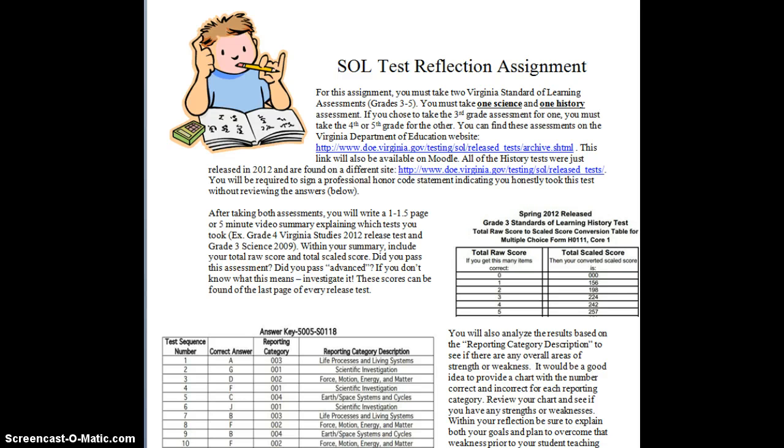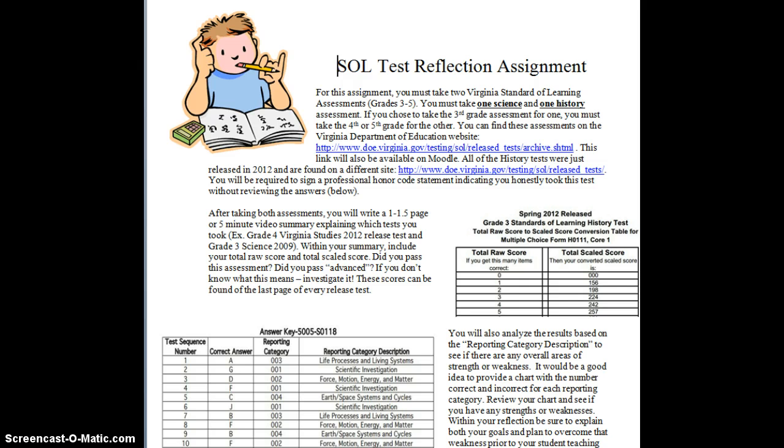For this assignment, after you take both tests, you have 2 choices. You can either write a 1 to 1.5 page summary of your experience, or you can take a 5-minute video summary. So try a screencast. Tape yourself, use your webcam. This is totally optional. You can pick whichever you want.